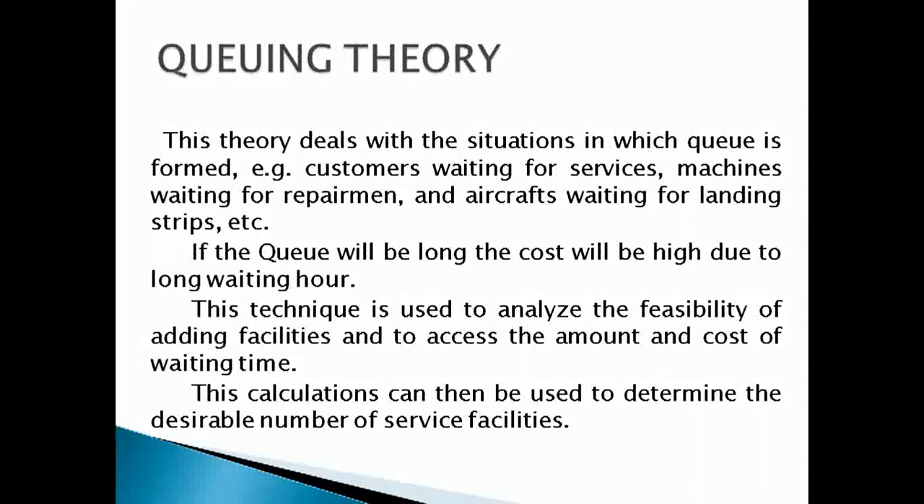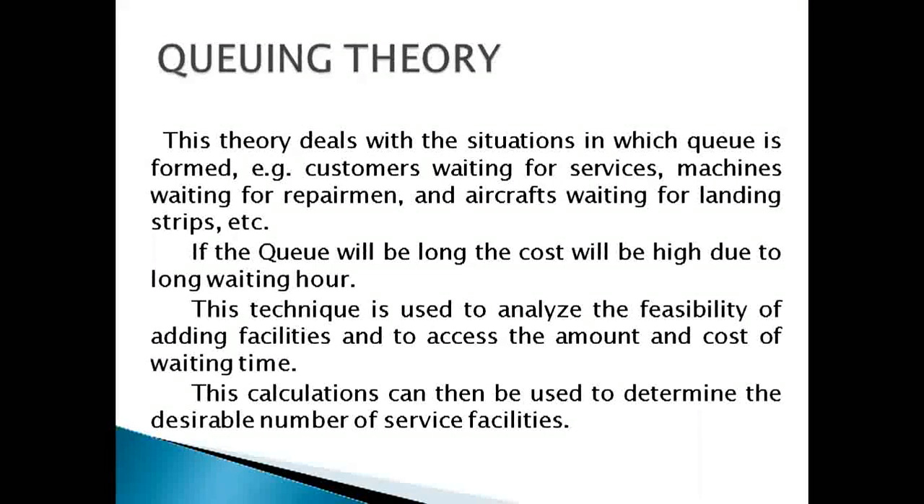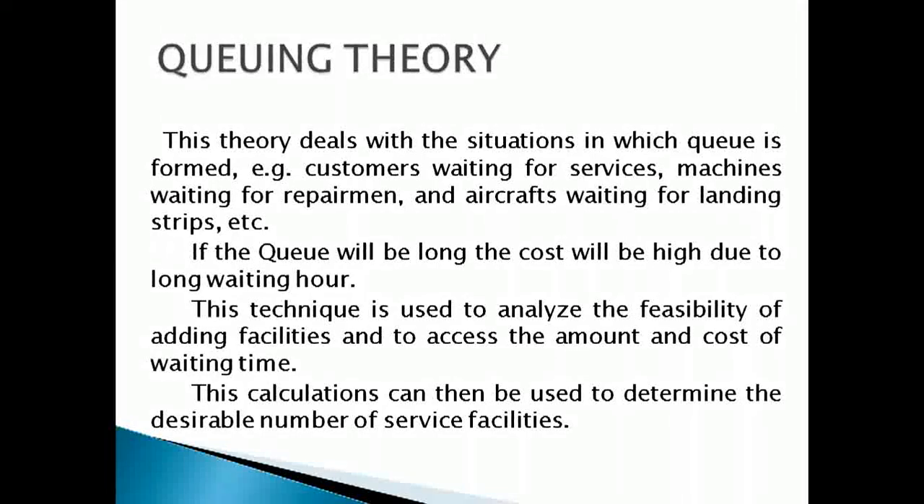Similarly, we can consider another example, that is an aeroplane that is ready to land on the runway, but there is already a plane on the runway, so it needs to be cleared before landing the other aeroplane which is in the air. So this is the queuing process.